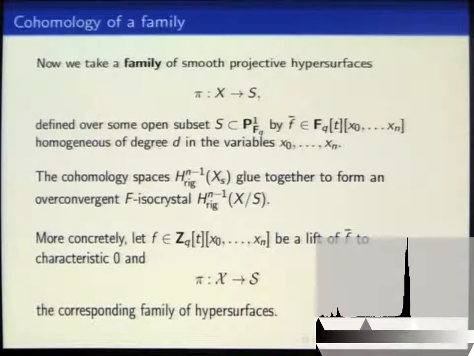And we let phi, we still denote this by pi, be the family of hypersurfaces in characteristic 0. So you come from one hypersurface to a family of hypersurfaces. And note that S doesn't have to be all of P1 because there might be some bad fibers. Maybe the hypersurface isn't smooth in some point, and those points we throw away because there you cannot guarantee that it's an F isocrystal.